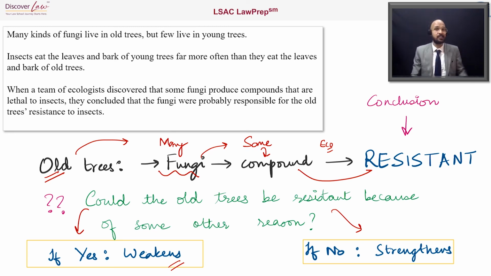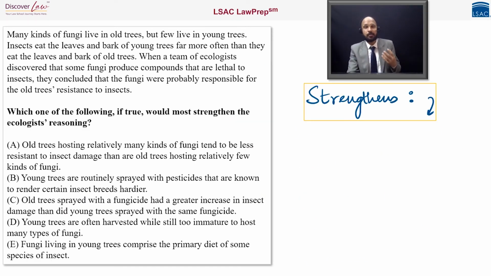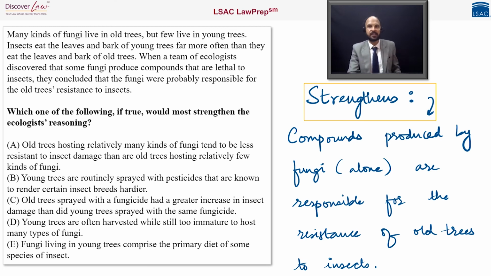Now that we've thought about it, we have some of the points that are given within the argument. We've also been able to think about this. Let us see which of the options strengthens it the most. So when I look at the options, I'm looking for the option that strengthens by saying that the compounds produced by the fungi alone are the reason for the resistance of the old trees. And of course I don't have this in the same form in the options.